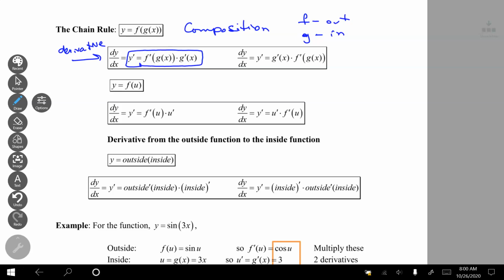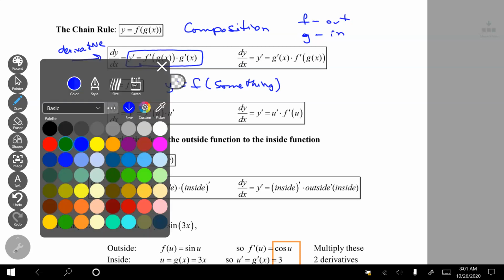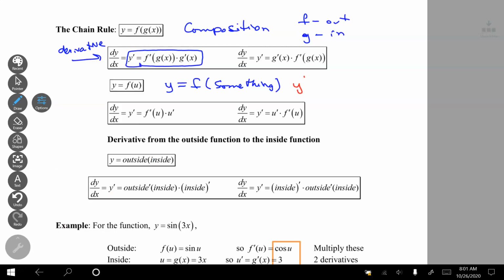Well, I could also rewrite it as y equals f of something. And then my result is going to be y prime is f prime with respect to that something times that something prime. And this is what we're going to work on today.